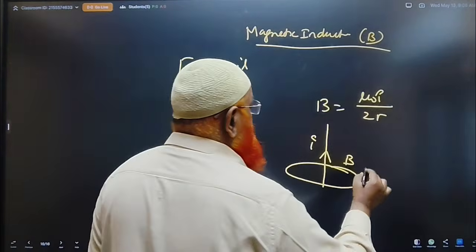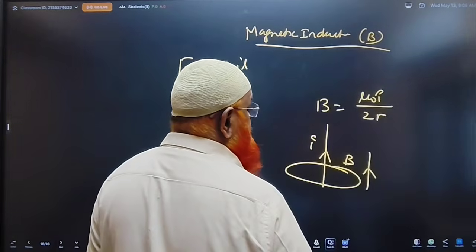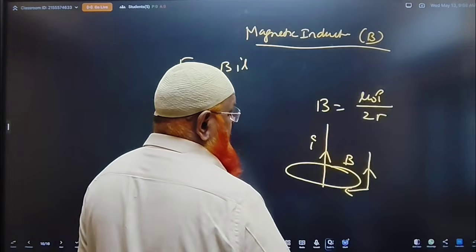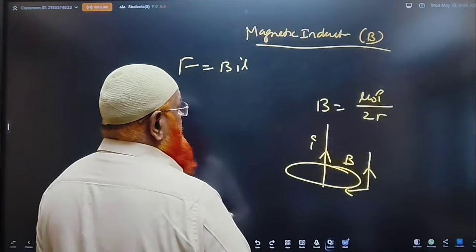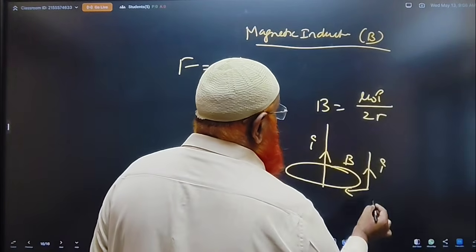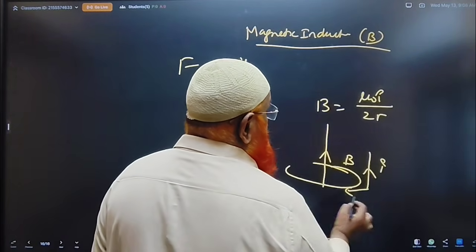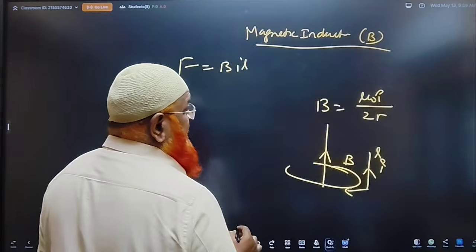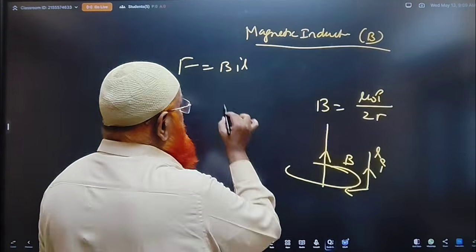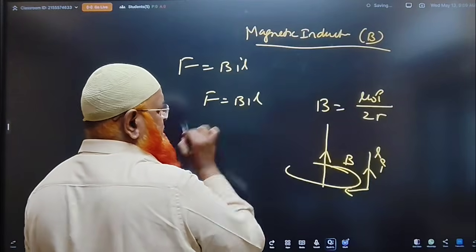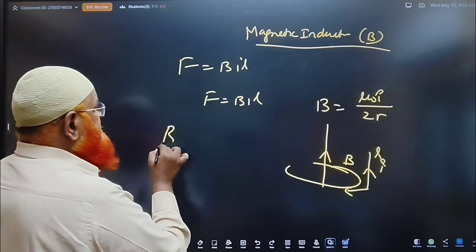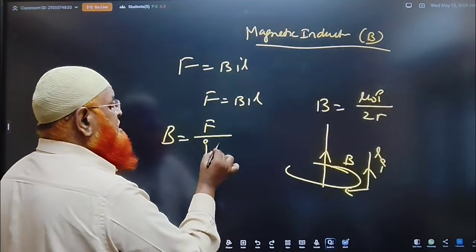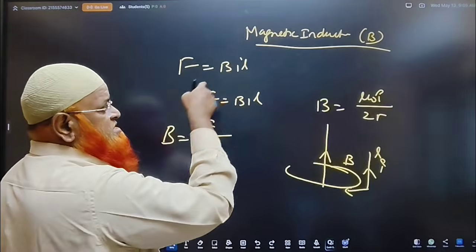And if you keep some other wire here, it starts attracting. How will it attract? For example, the current passing through that wire is I, the length of the wire is L, and the magnetic field produced is B. Then force is taken as BIL. And I want B now, so it is very simple. B is equal to F by IL. It is very easy to derive only from this formula.